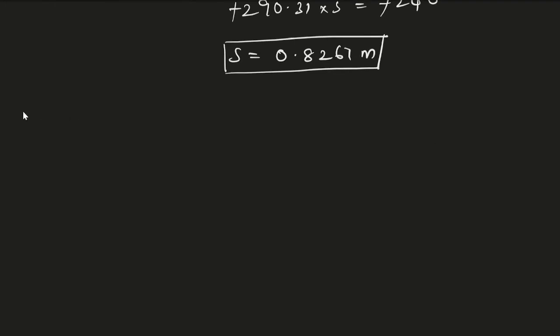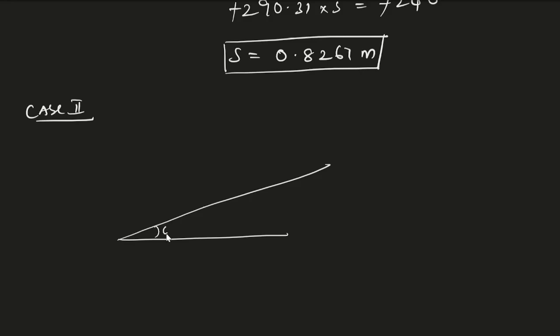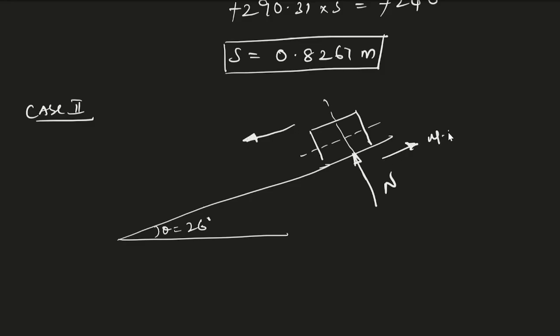Now for the second case, case 2, we will draw the diagram again. Theta equal to 26 degree. So here the scenario will change. Here this will be the normal reaction. Now the direction is coming downward. We are going back to the initial position, so the direction is downward, and the frictional force will be in the opposite direction, mu into N. So it will be acting upward.